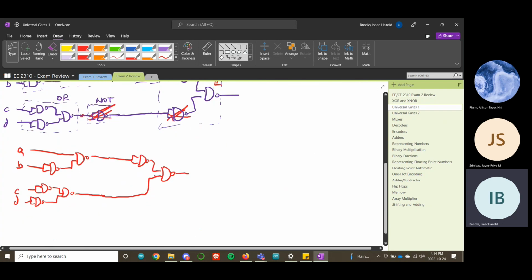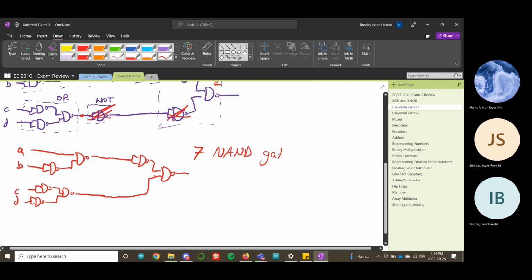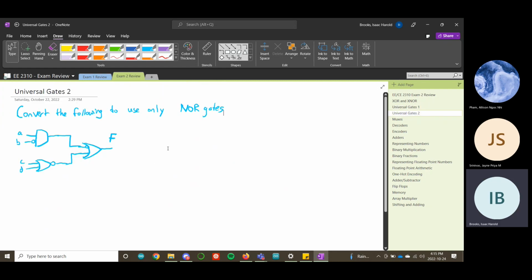And sometimes you might be asked to determine whether the NAND gate conversion or the NOR gate conversion is more efficient. So we'll do the same problem with NORs in just a second, but we've used 1, 2, 3, 4, 5, 6, 7 NAND gates. Okay, so 7 NAND gates. We'll do next, looking at NORs.